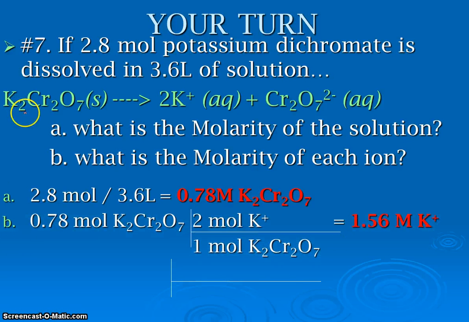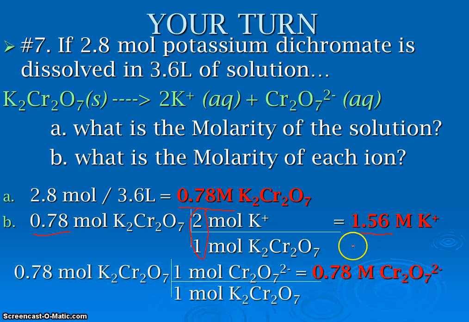To calculate the potassium, I know I've got this 0.78 moles of potassium dichromate. That's what we just solved for, so that's my starting point. These are the coefficients from our dissociation equation. I have 2 moles of potassium for every 1 mole of potassium dichromate. So set it up as a one-step mole ratio problem. 1.56 molar potassium is going to be what you get.